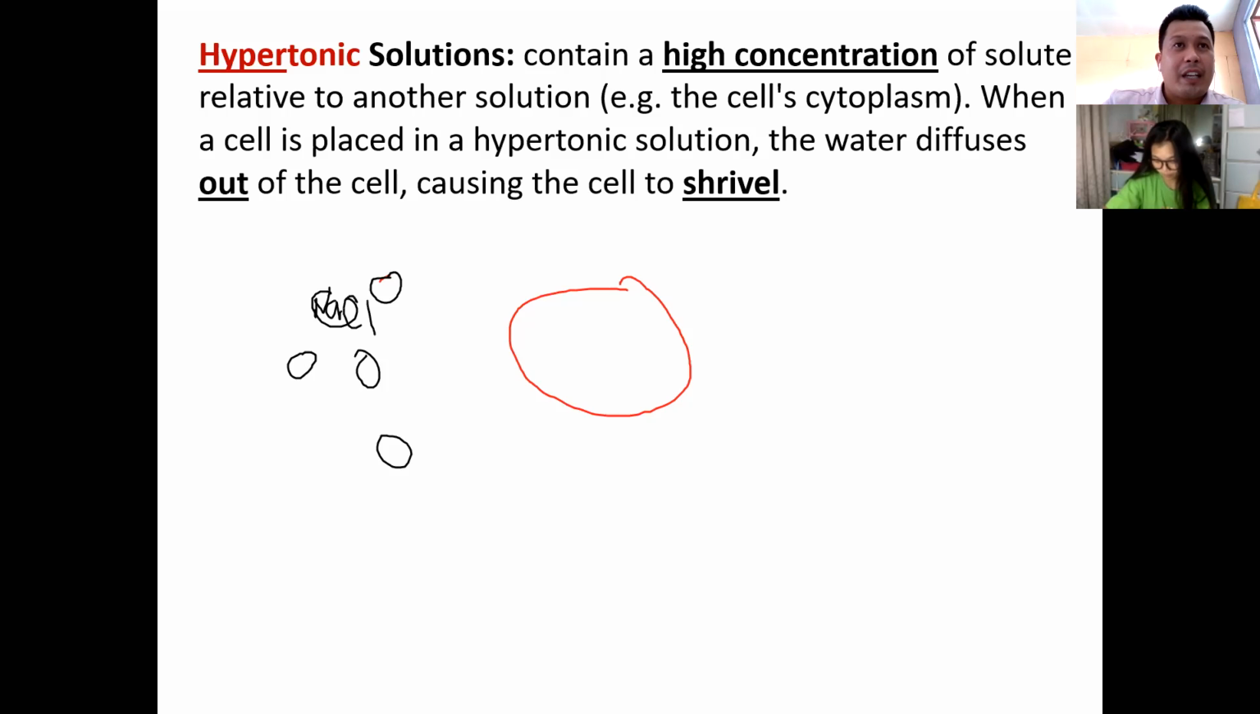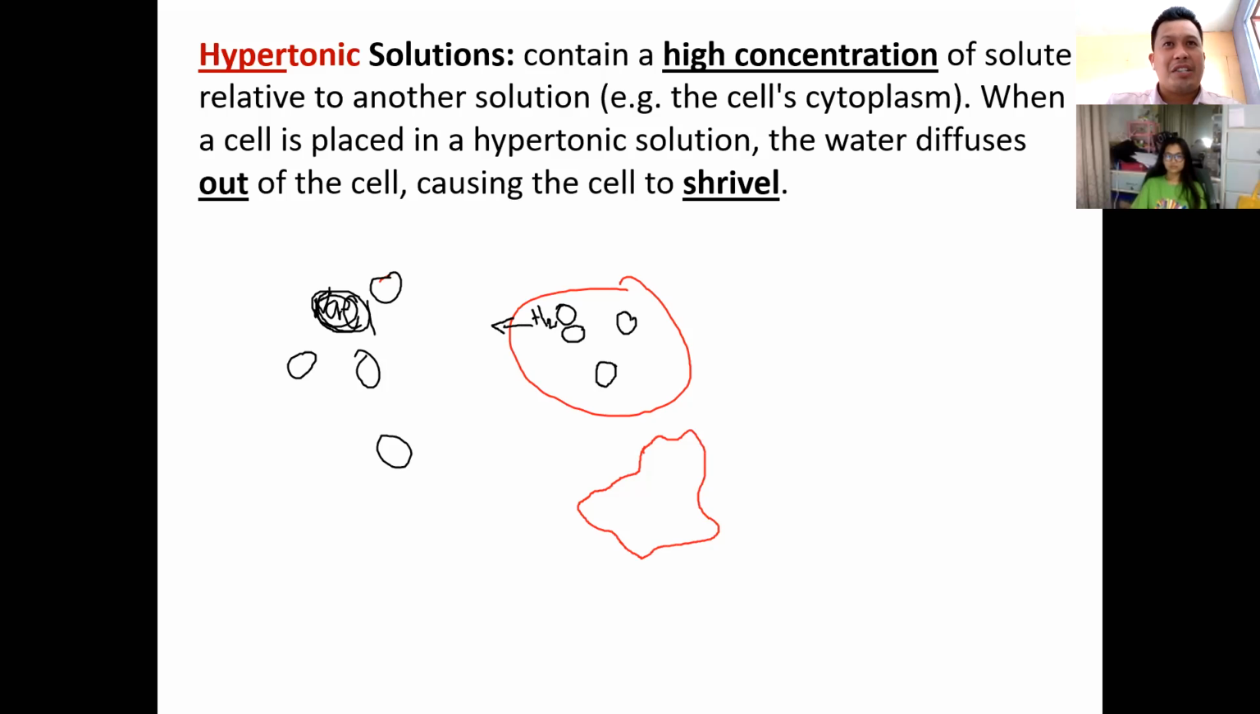And then how many molecules of salt are in the outside? 5. Assuming that the molecules of salt in the inside is just 3. So which has now the greater concentration? The one in the outside, right? Therefore, the water molecules from the cytosol will escape the cytoplasm or will escape the cell membrane and go out of the cell. Ergo, what happens to your cell? It will shrink, it will shrivel. It will look deflated, ika nga.